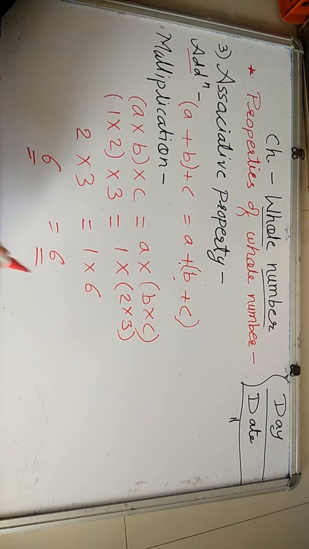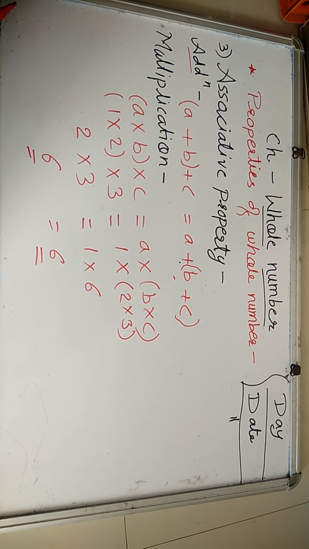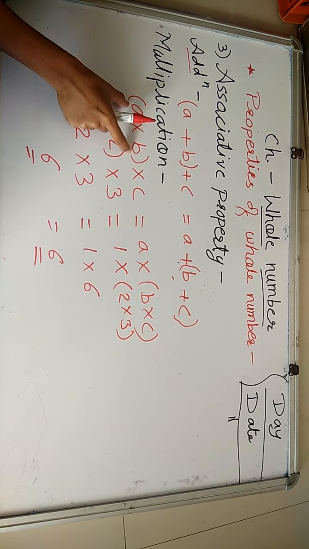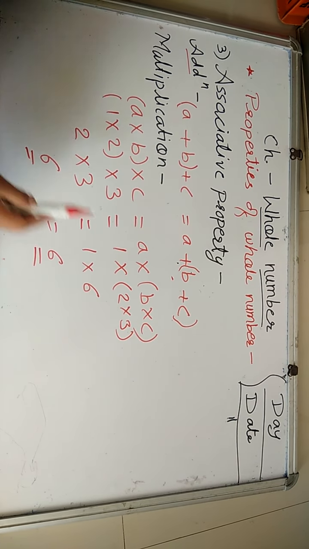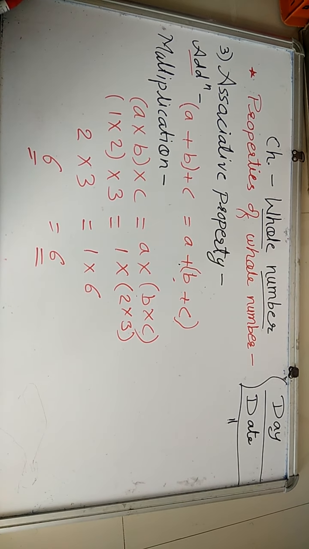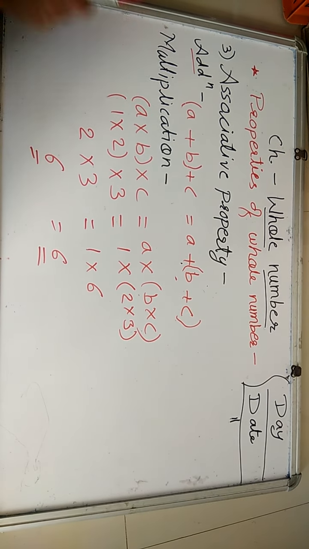What happens? Their answer remains the same. It means when you multiply three whole numbers, their answer remains the same, whether you multiply the first two numbers and then multiply with the third, or multiply the last two numbers and then multiply with the first. This is called associative property for multiplication.